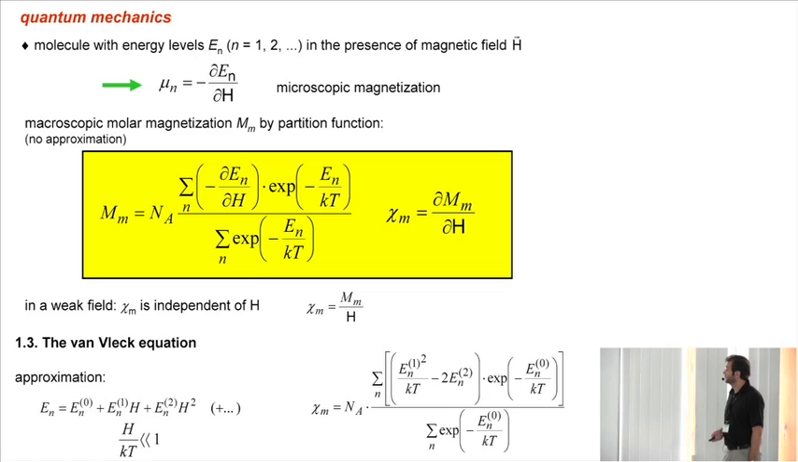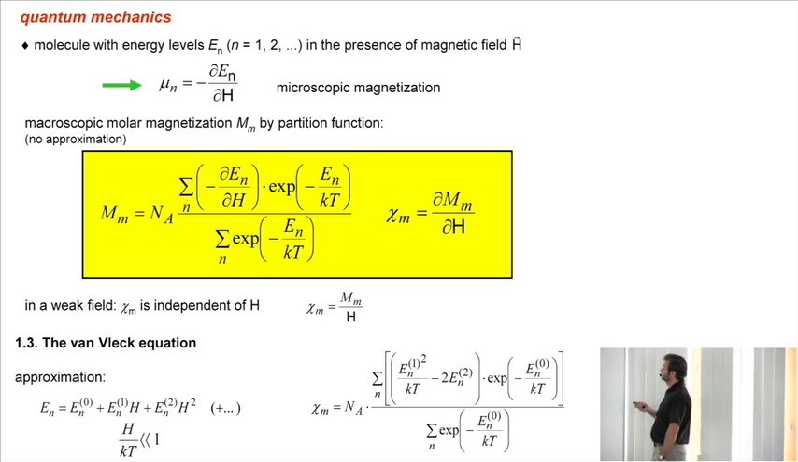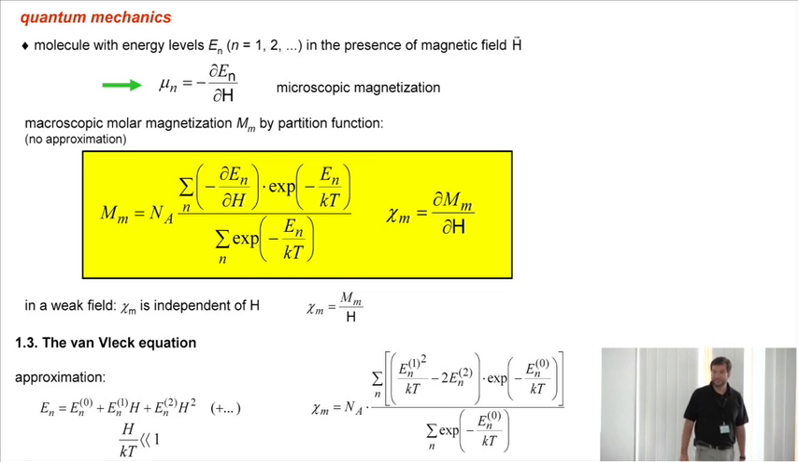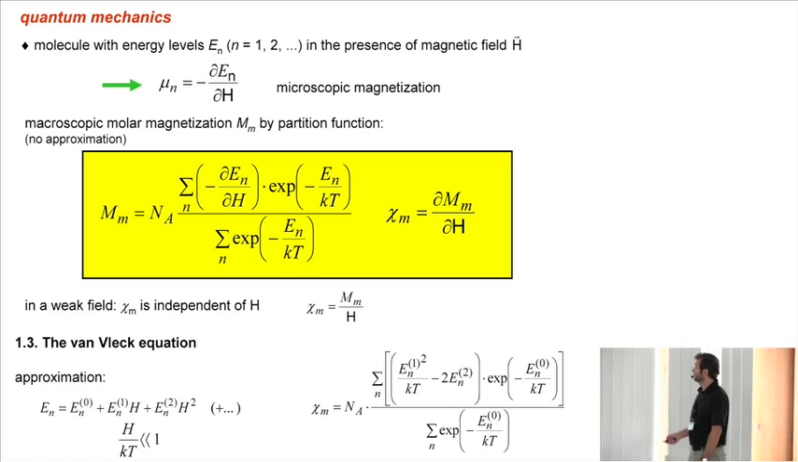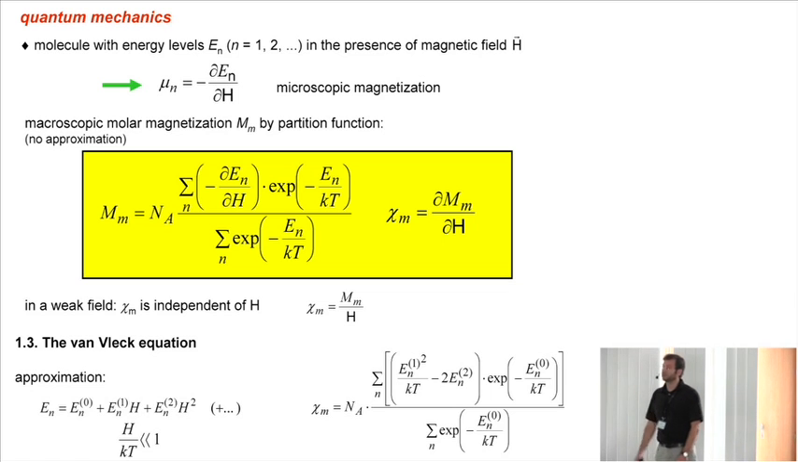Okay, this is the real equation, because I want to separate this from a very strong approximation. And the very strong approximation of this equation is the Van Vleck equation. The Van Vleck equation starts with an assumption that the energy levels of a molecule can be assumed by a power series, independent of the magnetic field.